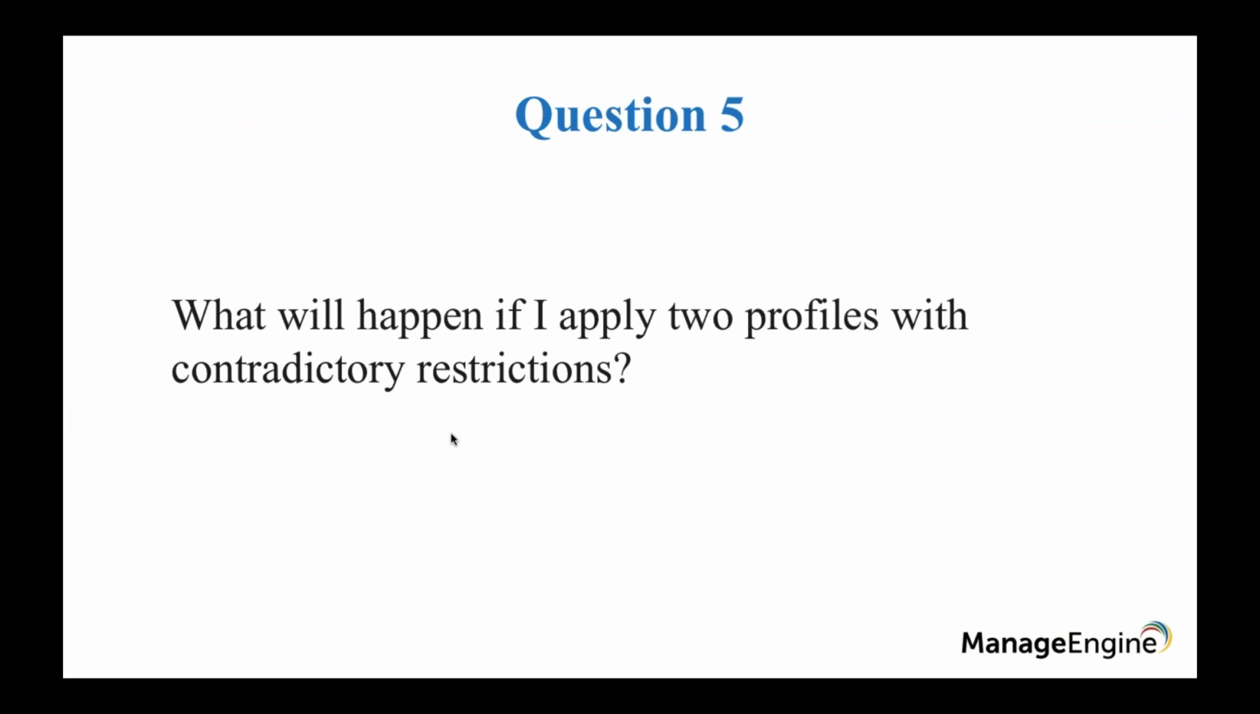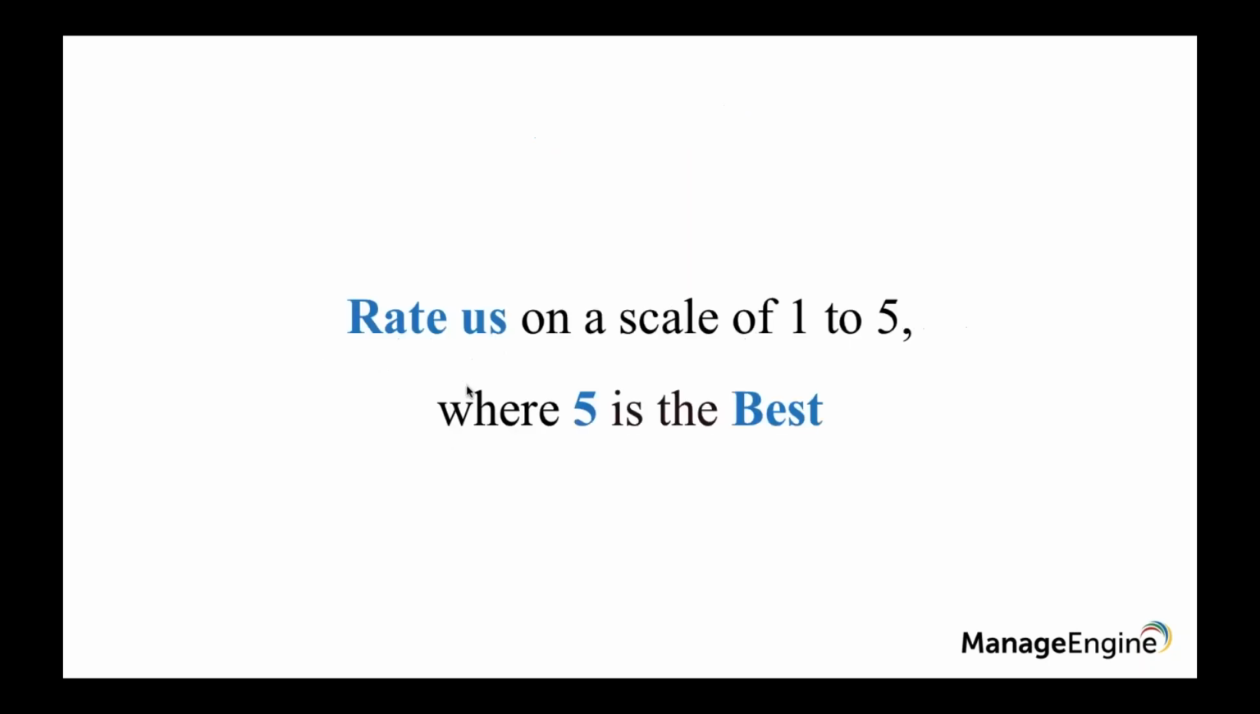The next question is, what will happen if I apply 2 profiles with contradictory restrictions? So in this case, whichever profile will keep the device more secure will be considered in the case of iOS devices. So let's say I have a profile which restricts camera usage and one which does not. So the camera will be disabled from iOS devices. Whereas in the case of Android devices, the profile that has been applied the latest will be considered.